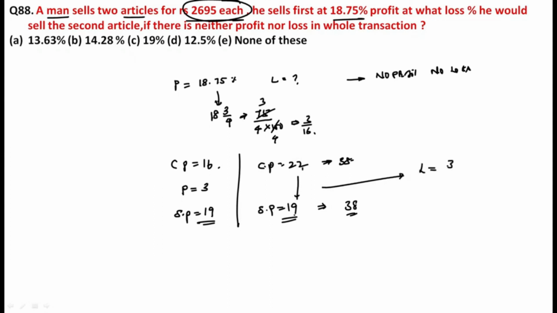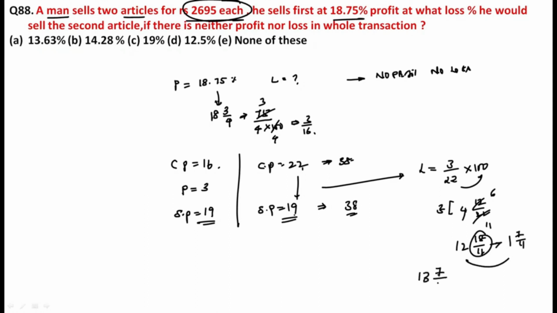22 becoming 19 means it's 3 by 22 into 100. Now 22 into 100. 22 fours are 88, left with 12 by 22. So 2 6s are 12, 2 11s are 22. Now 3 fours are 12, 3 sixes are 18 by 11. So 18 by 11 you can take as this value. So 1, 7 by 11. Now the final answer 13, 7 by 11%. That is 13.63%. You can apply this concept.